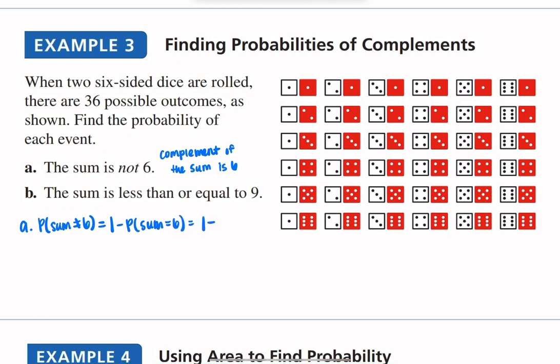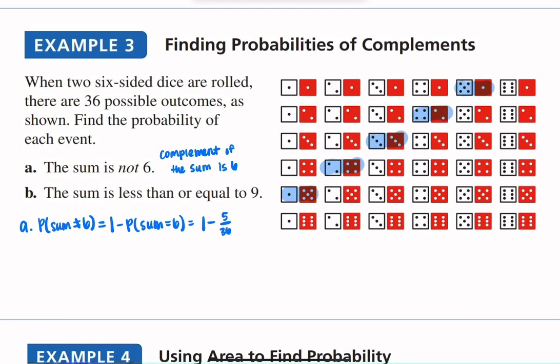So 1 minus the probability that the sum is 6. So I'm going to find all the outcomes where the sum is 6. So 5 plus 1 is 6. 4 plus 2 is 6. 3 plus 3 is 6. 2 plus 4, and 1 plus 5. Those are all 6. So 1, 2, 3, 4, 5 out of my total 36 possible outcomes.